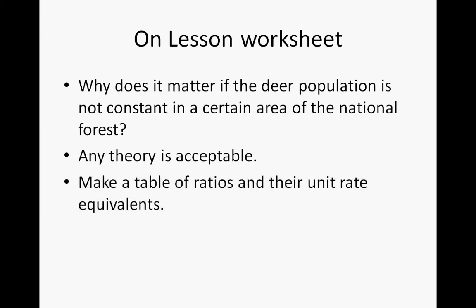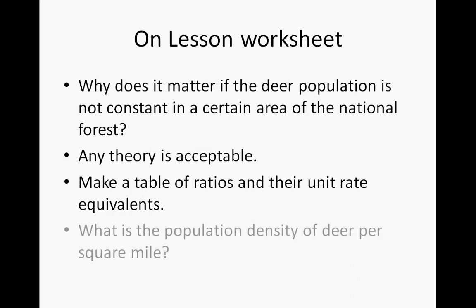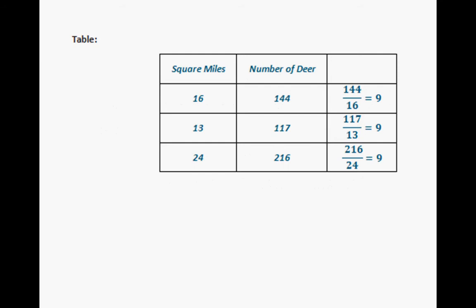So we're going to make a table of ratios and their unit rate equivalents. So what is the population density of deer per square mile? So our relationship is deer per square mile. And this is what our table will look like. So we have square miles is 16, and the number of deer in those 16 square miles is 144. So again, we are looking at miles.